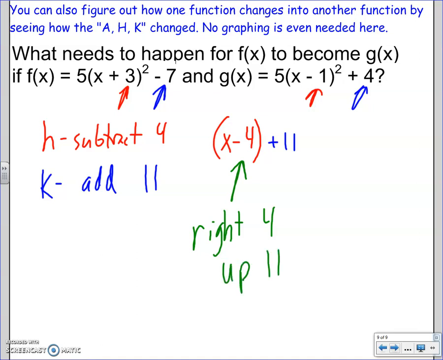So the difference between those two graphs is one of them got shifted to the right 4 and up 11, and it became the other graph. There's no other changes. So you can analyze the change or difference from a, h, and k to see how one graph transformed to another graph.